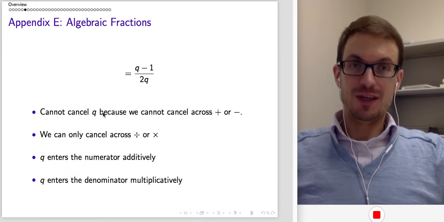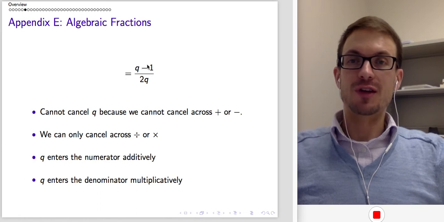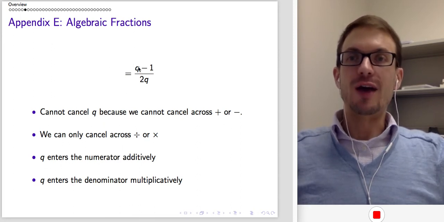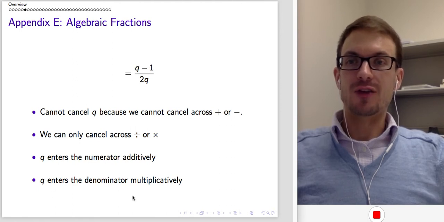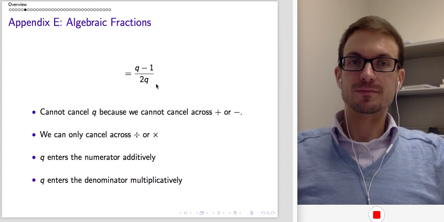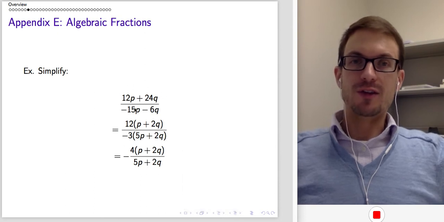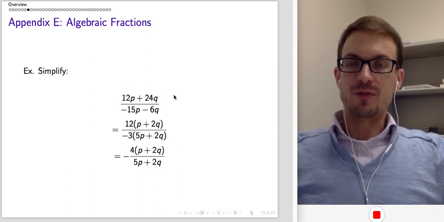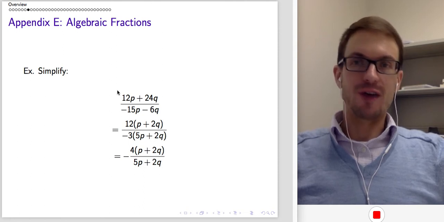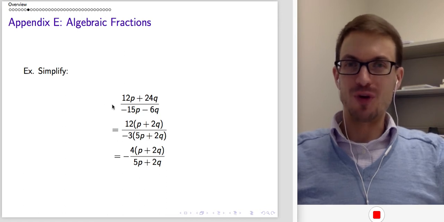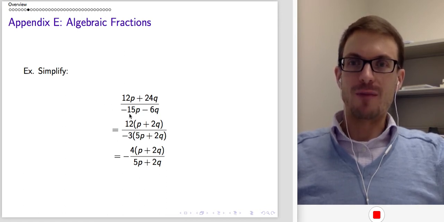Well, we can't cancel the q because we can never cancel across addition or subtraction. We can only cancel across division or multiplication. So another way to say this is q enters the numerator additively, and it enters the denominator multiplicatively. Okay. So we can simplify this example. We have an expression with an algebraic fraction. We have an expression in the numerator and an expression in the denominator. Here I'll factor out 12, because 12p and 24q can both donate a 12. And I can factor out a minus 3 from the denominator.